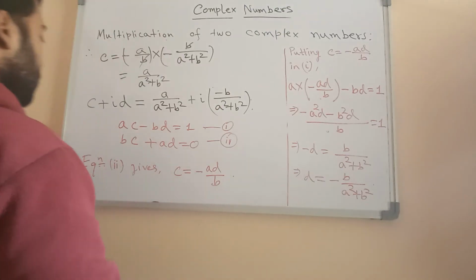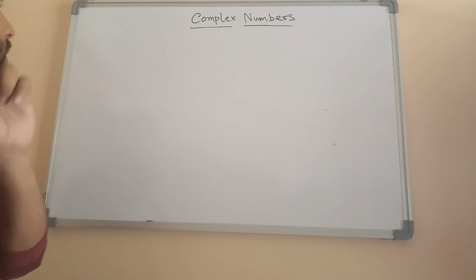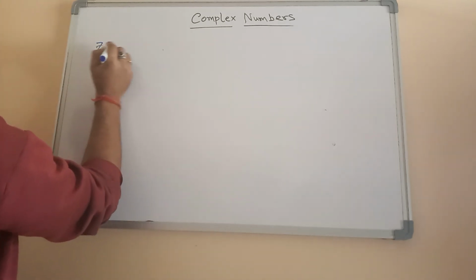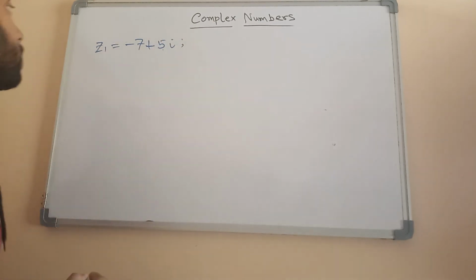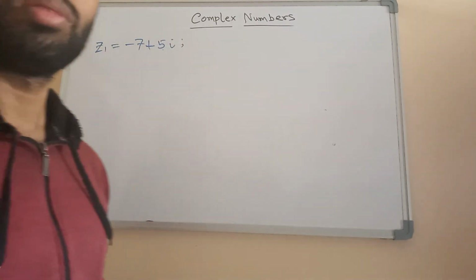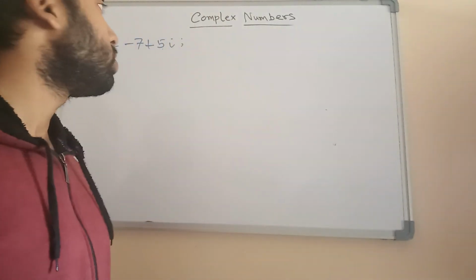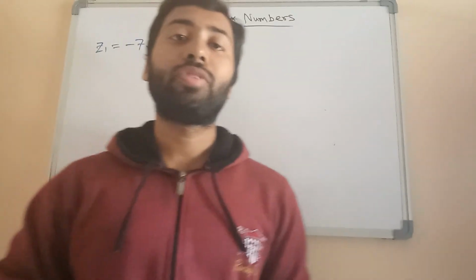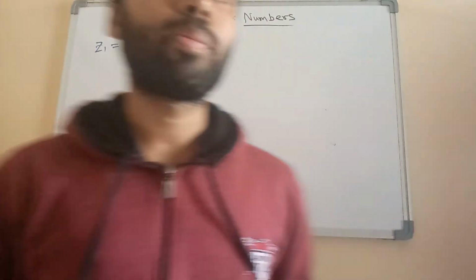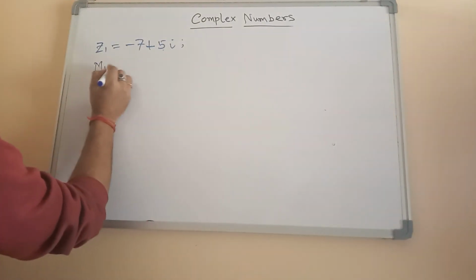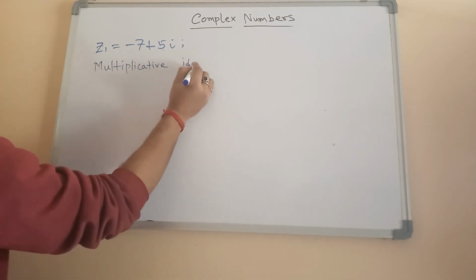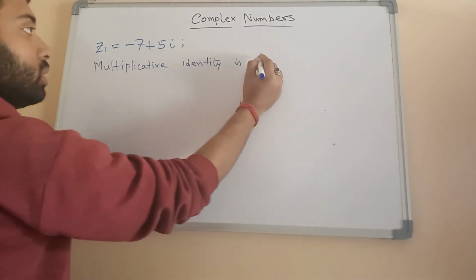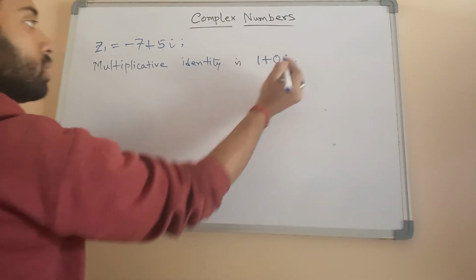So now let's take one example for multiplicative inverse. So Z1 equals to minus 7 plus 5i, and I have to find the multiplicative identity and multiplicative inverse of Z1. So as we all know that multiplicative identity is fixed for any complex number, that is 1 plus 0i. So multiplicative identity is 1 plus 0i.